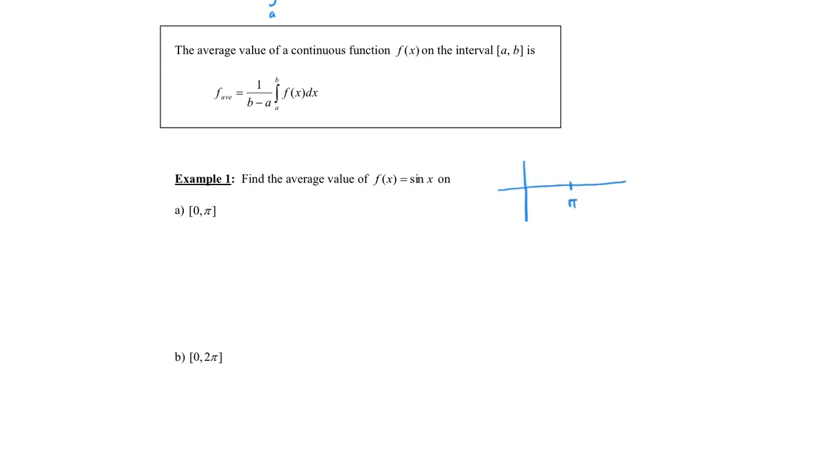So sine, we know what sine does, right? Between 0 and pi, sine just goes up and back down. So sine just goes something like this. That's the sine curve, and we're looking for the average value here. We know at pi over 2, the value of sine is 1. At 0 and pi, the value of sine is 0.